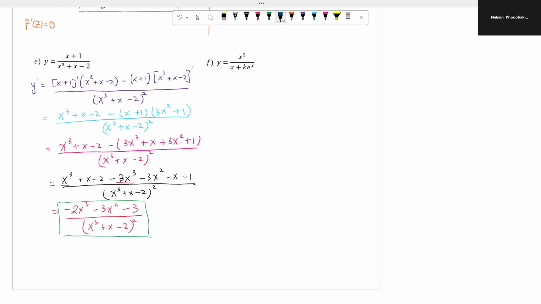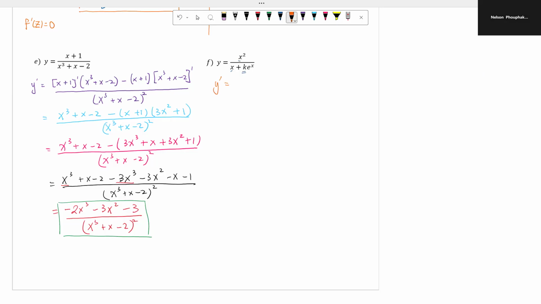Okay, so then let us look at the function f. Now to this function, again, the problem f. I have y equal to x squared over x plus k times e to the x. In this case, the variable is x. So in this case, what is k? K is a constant, just a number.